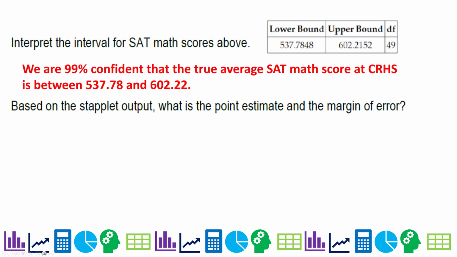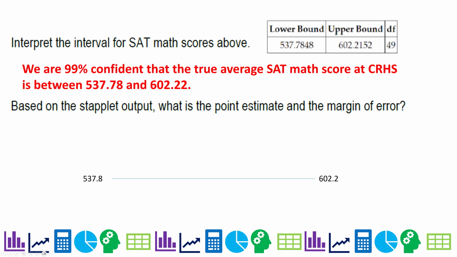We are 99% confident that the true average SAT math score at CRHS is between 537.78 and 602.22. So I kind of rounded slightly. Probably 538 to 602 would have been fine. But anyways, there you go. So in fact, you can see I rounded a little bit here.